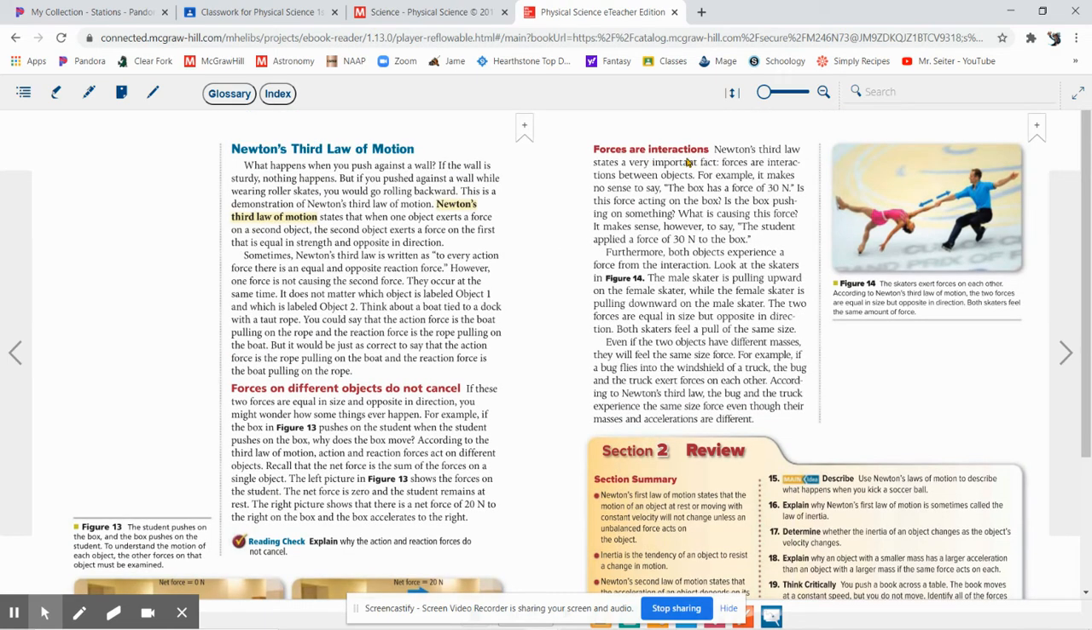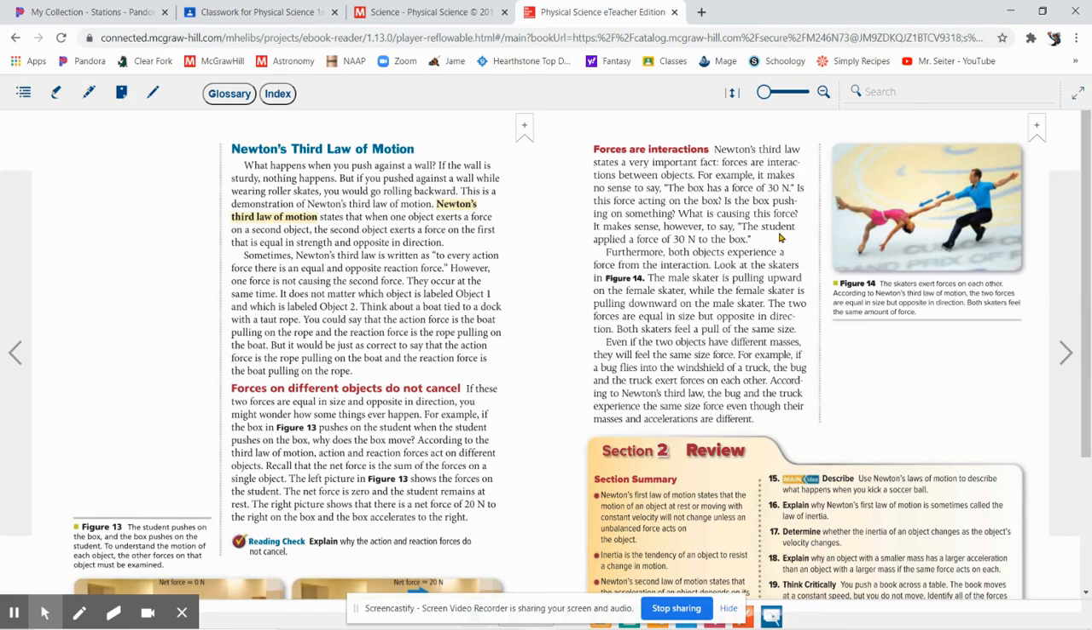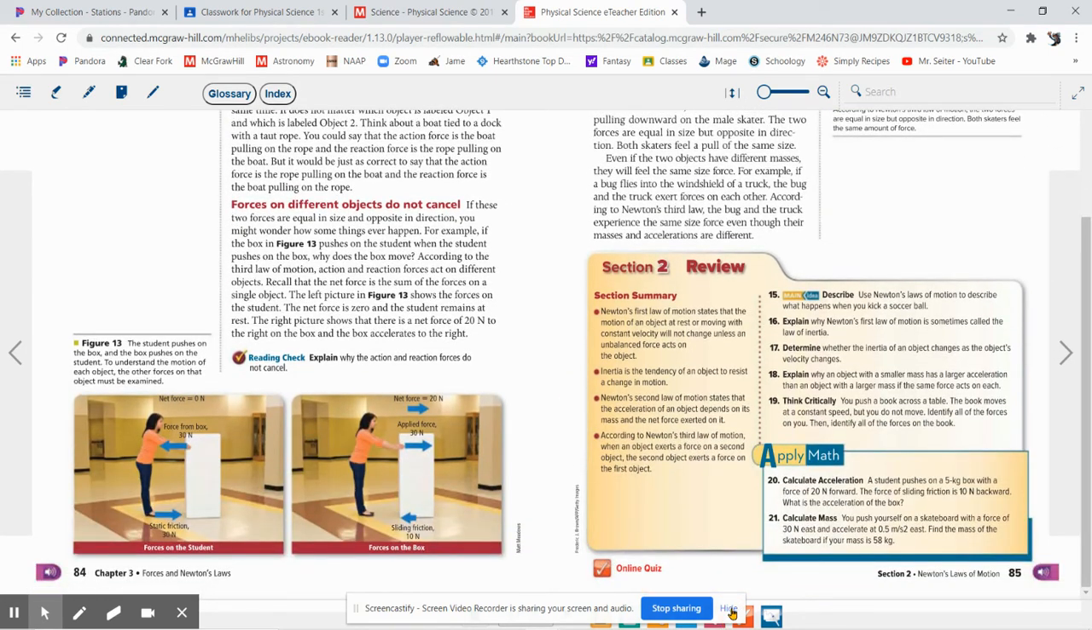Forces and interactions. Newton's third law states a very important fact. Forces are interactions between objects. For example, it makes no sense to say the box has a force of 30 newtons. Is this force acting on the box? And this is talking about this question down here. These forces work together. The forces work together at the same time. They do not cancel each other out. Very important. That's it for this lecture. I hope this helps you, and good luck on the homework.